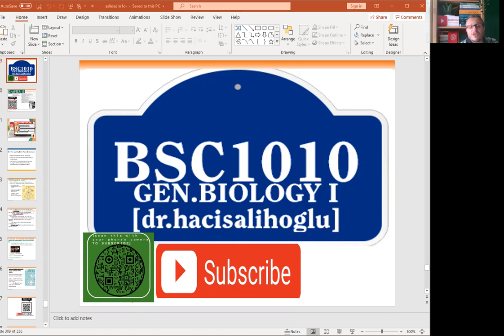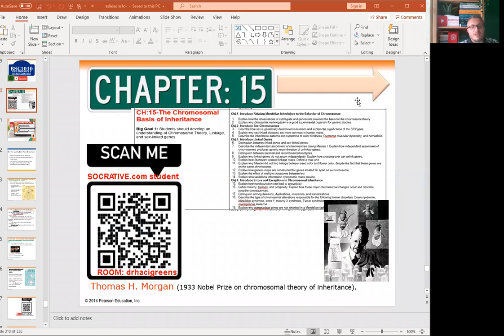Today I'm going to cover BSC 1010 General Biology 1, Chapter 15. It's the chromosomal basis of inheritance. This is about Dr. Morgan's experiments at Columbia University on the chromosomal theory. Dr. Morgan showed that Mendelian inheritance has its physical basis in the behavior of chromosomes. Sex-linked genes exhibit unique patterns of inheritance, and linked genes tend to be inherited together because they are located near each other on the same chromosome.